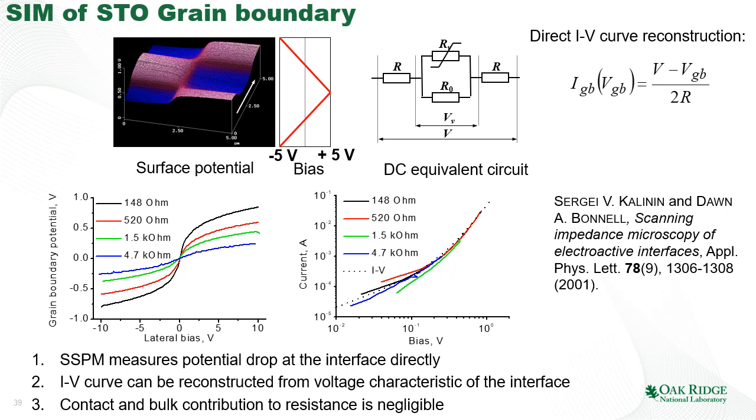And this is the example of the application of impedance microscopy to the strontium titanate grain boundary. So this is the grain boundary when we apply the triangular wave across it very slowly. Each line corresponds to its own bias. We can reconstruct the potential drop across the grain boundary as a function of the lateral bias, and we can reconstruct the current-bias curve out of it. So I've already shown you that.